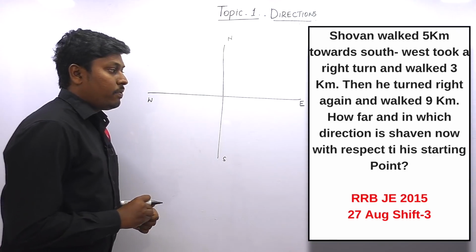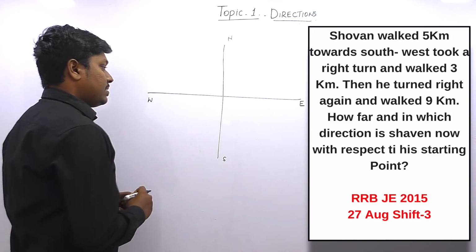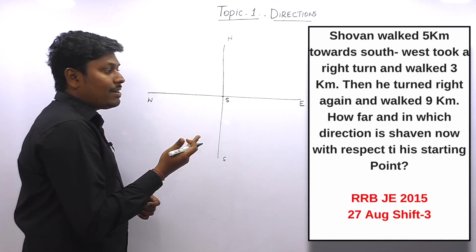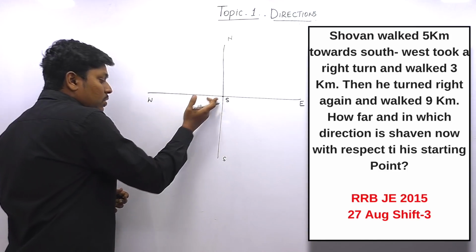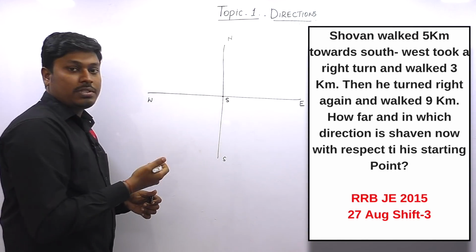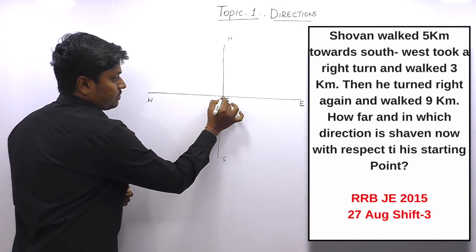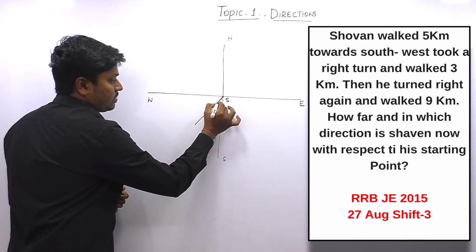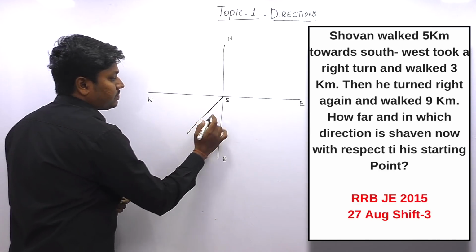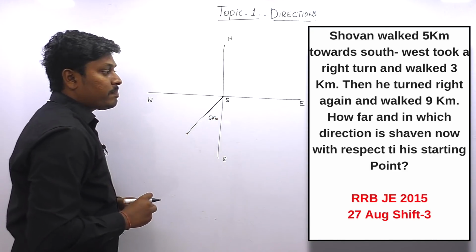Question number 4. Someone walked 5 km towards southwest. So listen here, what they are saying: from the starting point, Sohan is walking 5 kilometers towards southwest. So always remember that if he is traveling from the starting point to southwest, draw a line at an angle of 45 degrees. So from here, Sohan is covering 5 kilometers towards the southwest, and finally he will be reaching this point.